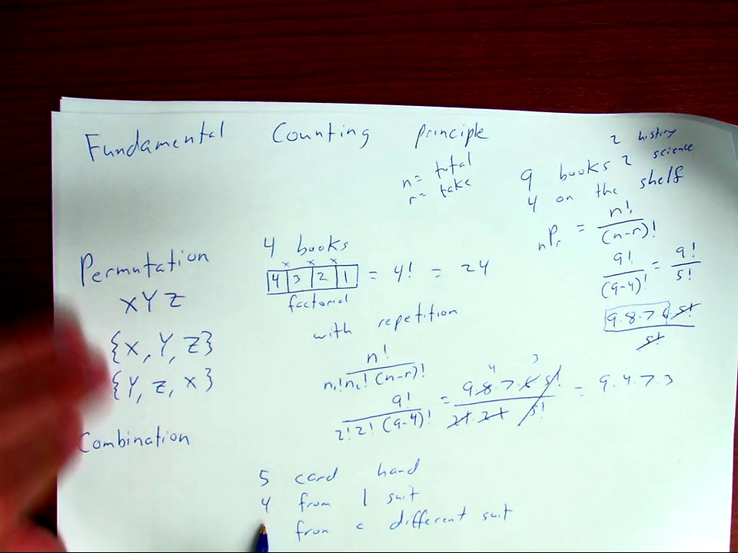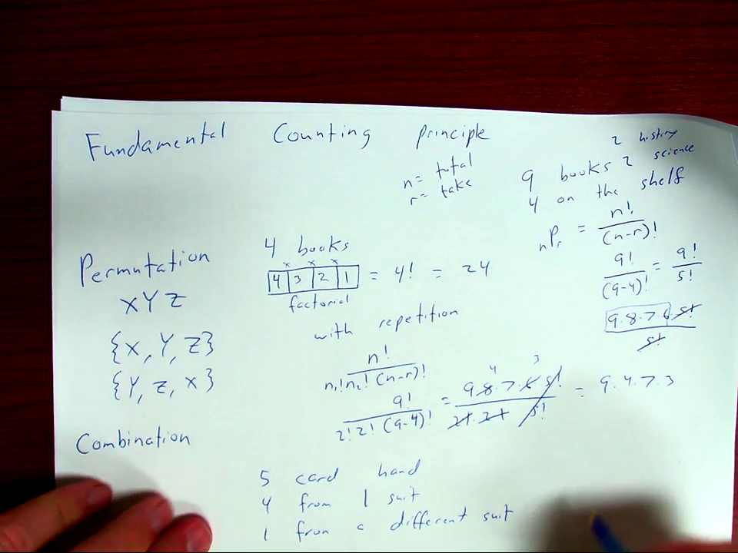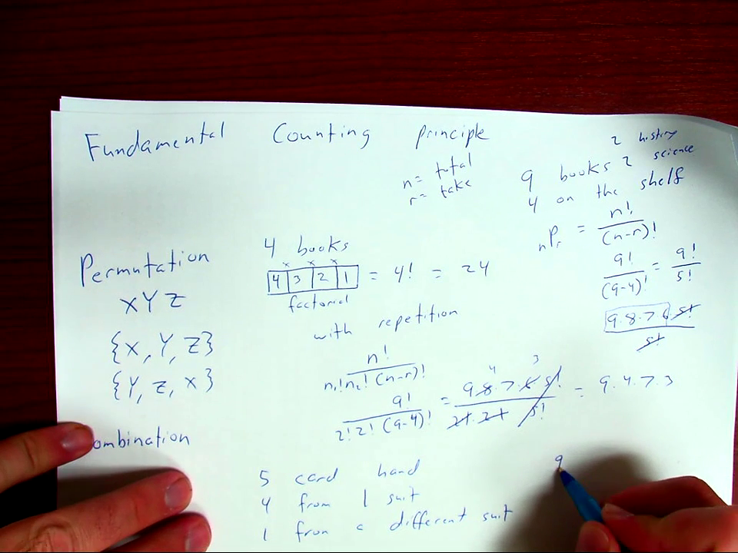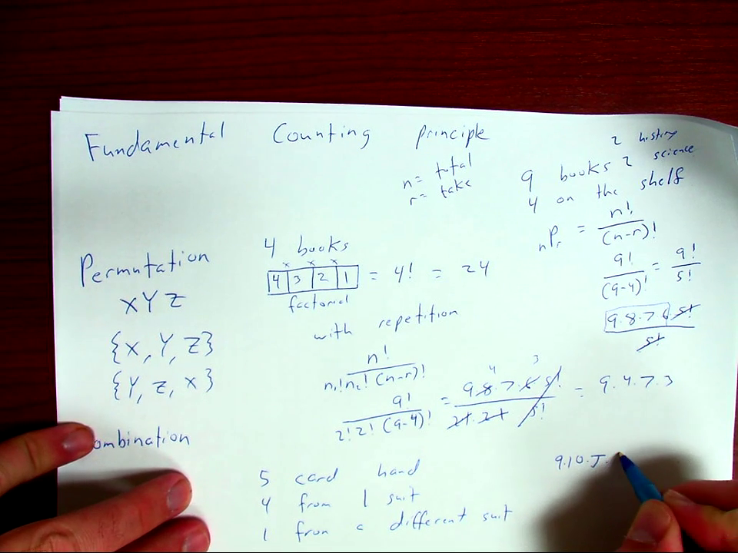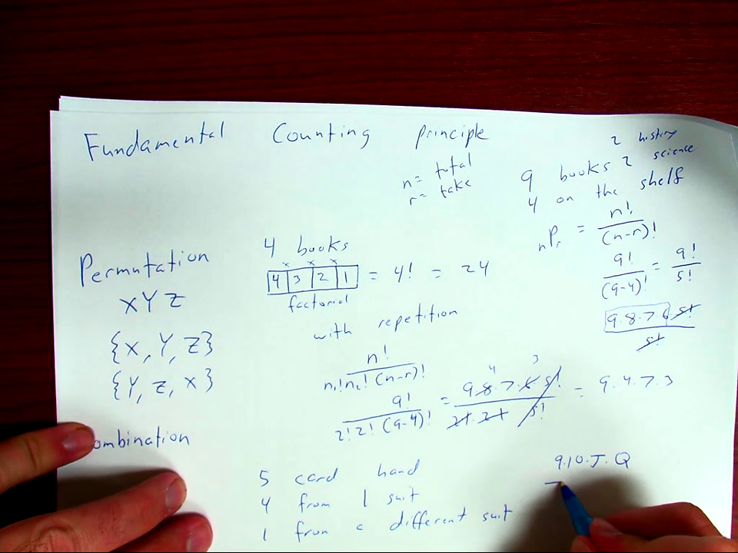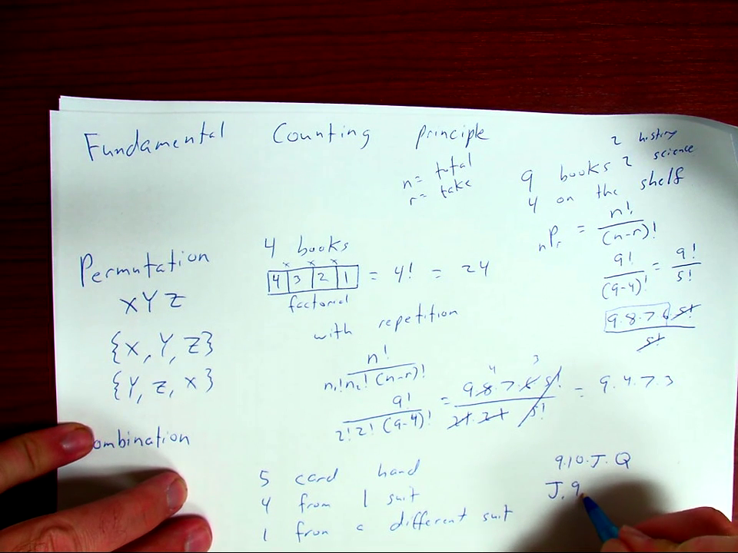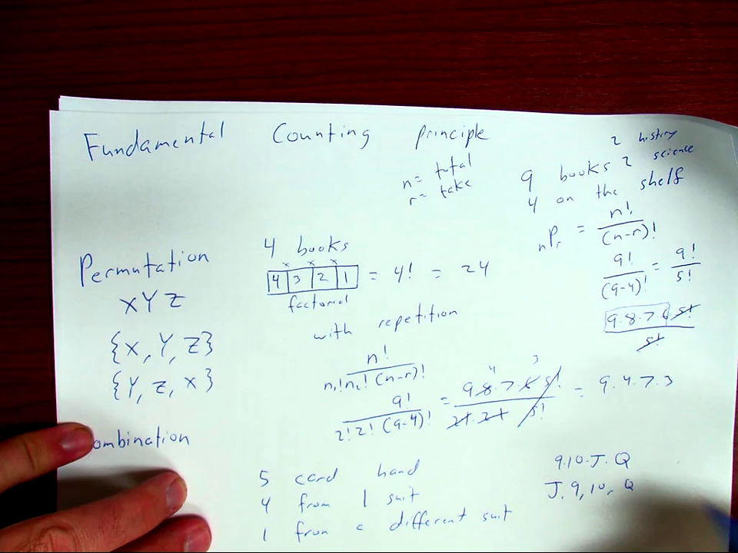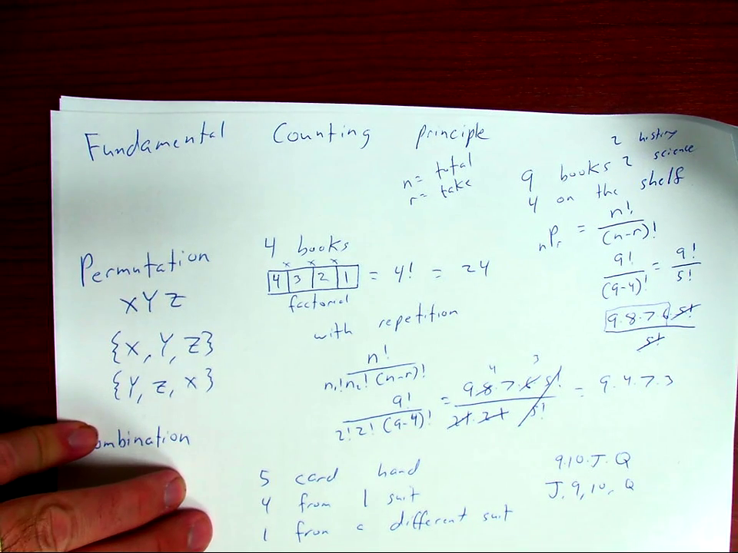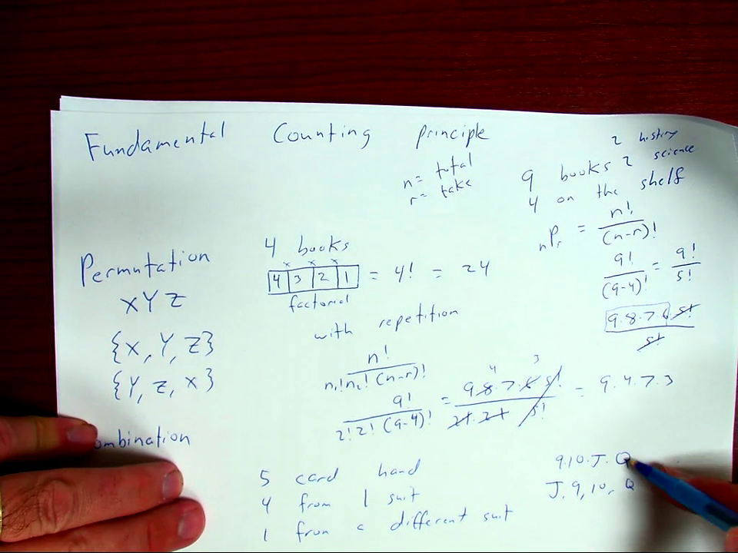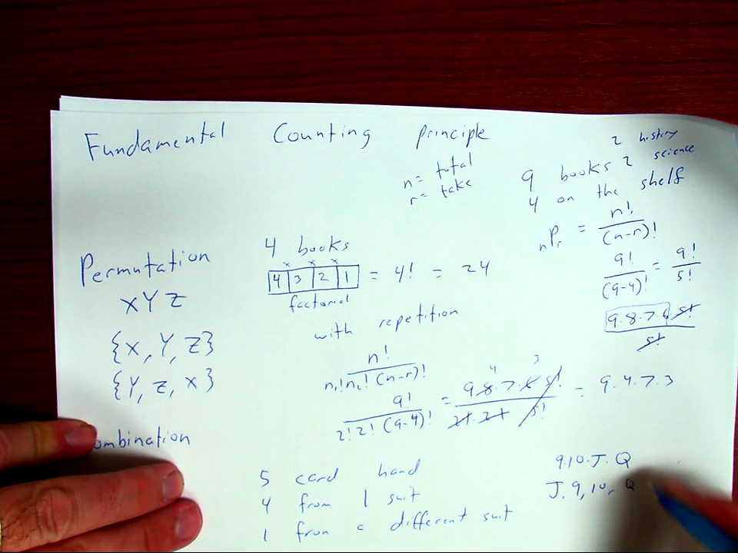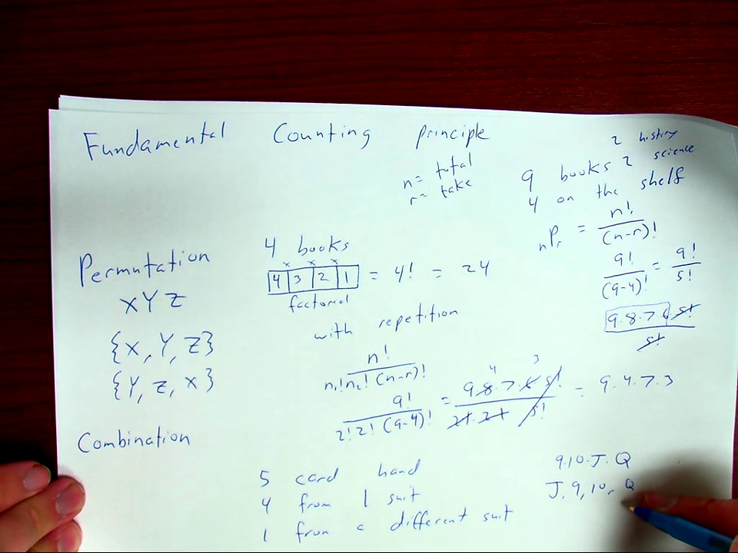This is definitely going to be a combination problem, because a hand of 9, 10, Jack, and Queen, and a hand of Jack, 9, 10, and Queen, in poker, these are the same hand. The fact that they're out of order doesn't matter. The contents are the same. These are the same hand. So this is going to be a combination problem.